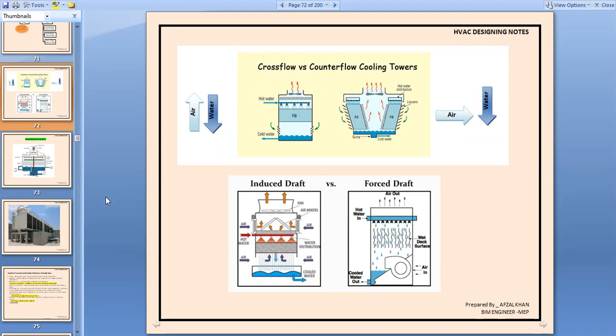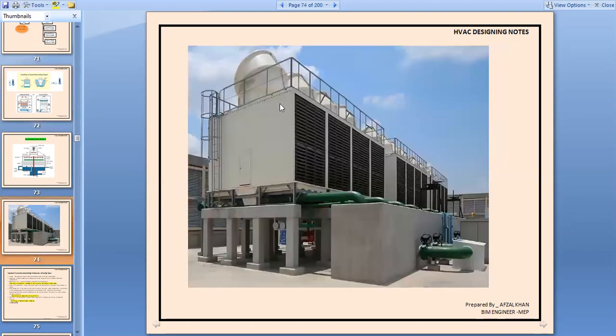Okay, so now anyone tell, is it induced or forced? Yeah, this is induced. The fan, it seems, is on the top side. The fan is located on the top, so it will be an induced draft. Okay, now the next question is, is it a cross flow or a counter flow?